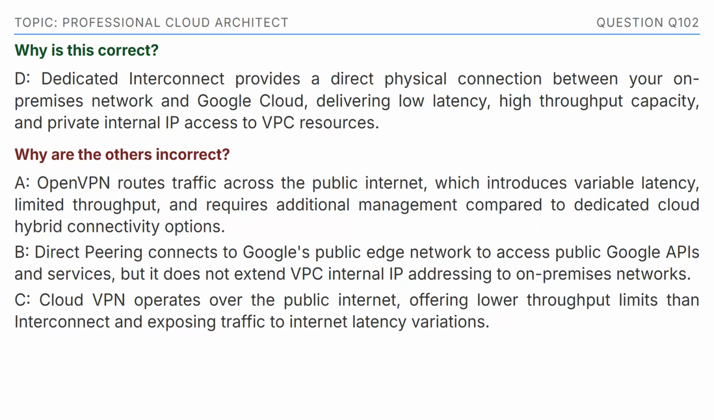Why is this correct? D. Dedicated interconnect provides a direct physical connection between your on-premises network and Google Cloud, delivering low latency, high throughput capacity, and private internal IP access to VPC resources.